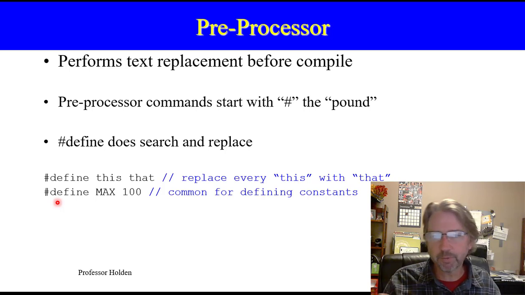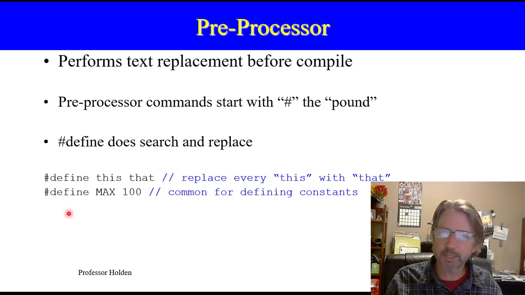So pound include, pound define, you'll probably see. There are other things like pound if and things like that, but they're a little less common. And that's the preprocessor.